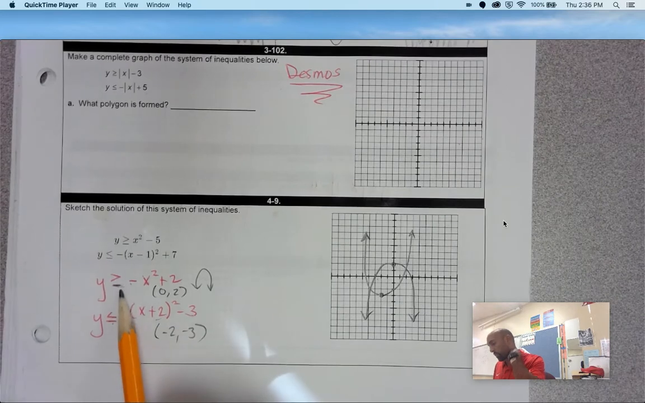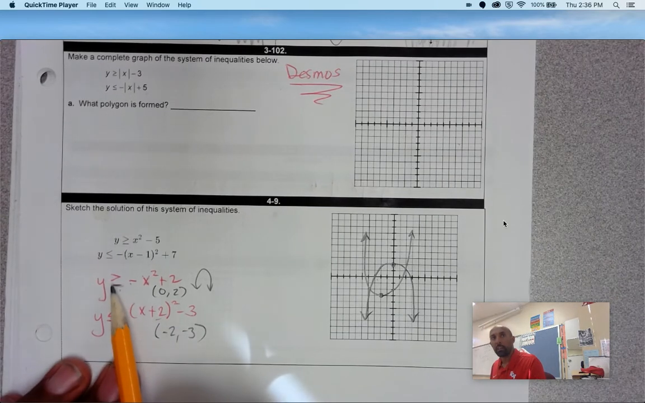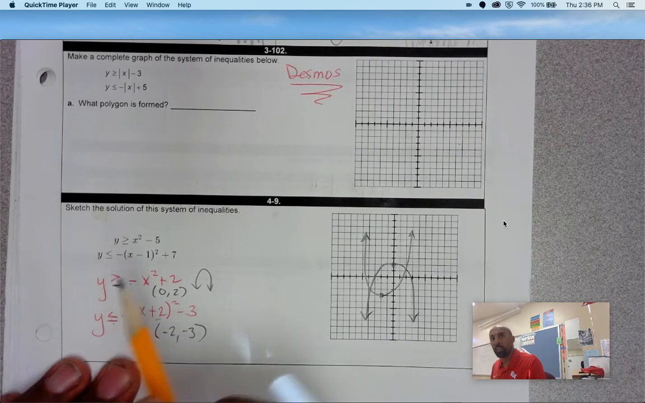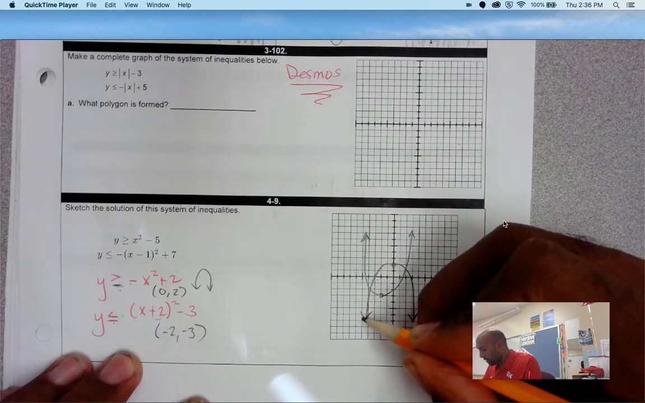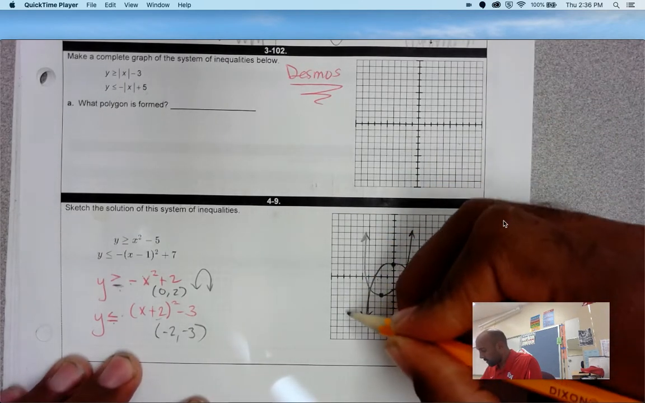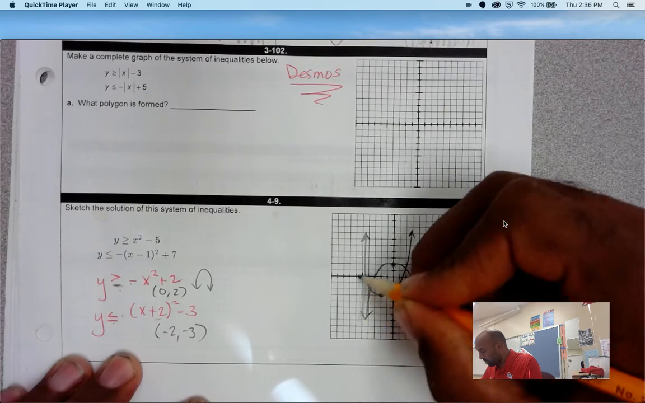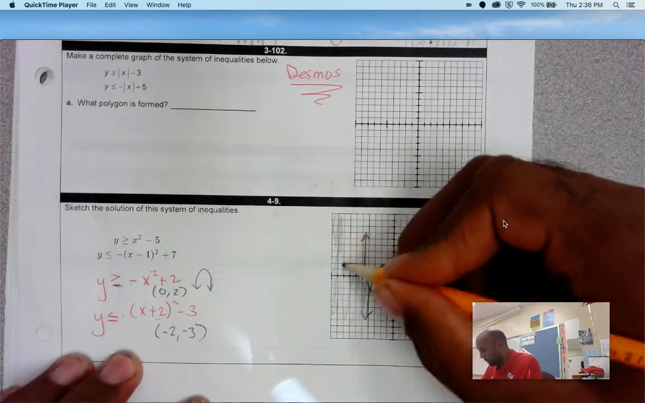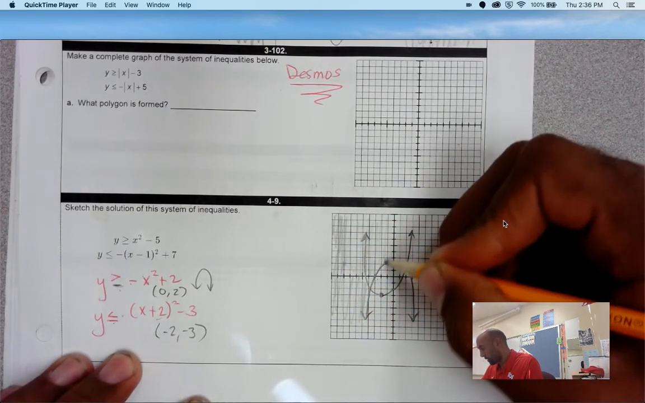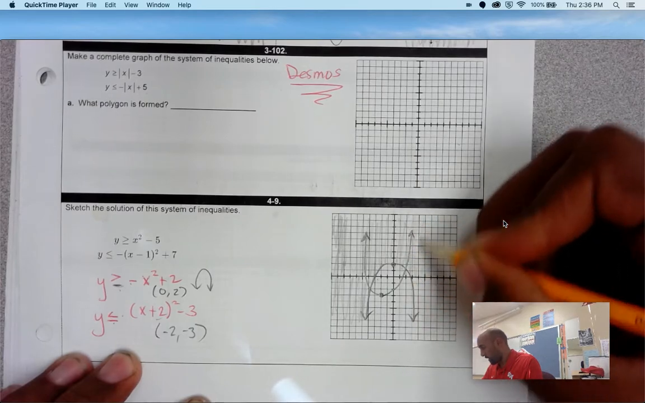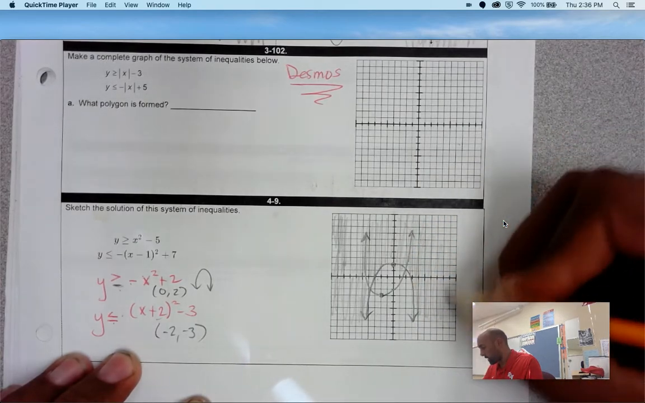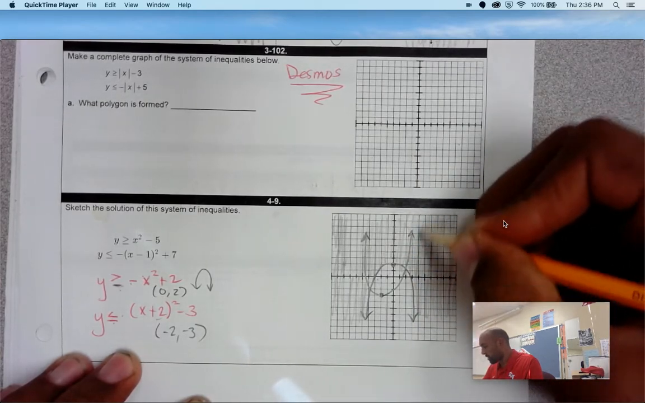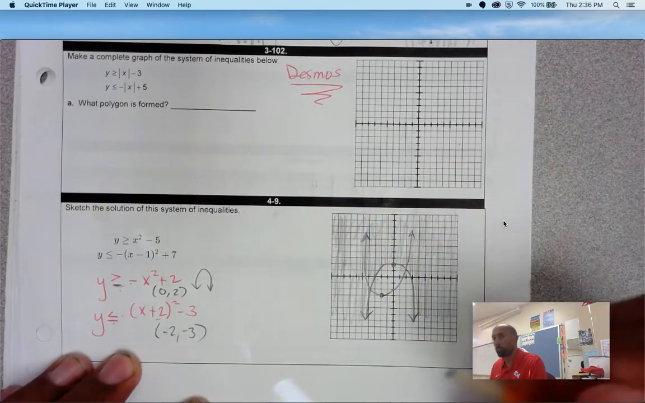Now, I'm going to start with the first equation and figure out the shading. Okay, so shading, y is greater, so that means that for this first one here, I would shade everything above that graph that's pointing down. Now what I'm doing is I'm shading very lightly, okay? And then wherever the shade crosses over with both graphs, that's going to be our solution.